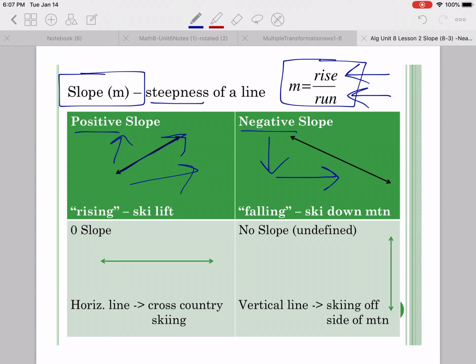Some special cases: we have a zero slope. If it's just a flat line, it means there is no slope or incline to it at all. So we call that a zero slope. And then a no slope, or undefined, would be straight up and down, kind of like a telephone pole. You're not really able to measure how steep something is if it's straight up and down. It's like infinite slope, basically, like infinity, which we're just going to say is undefined or no slope. We really can't describe it.